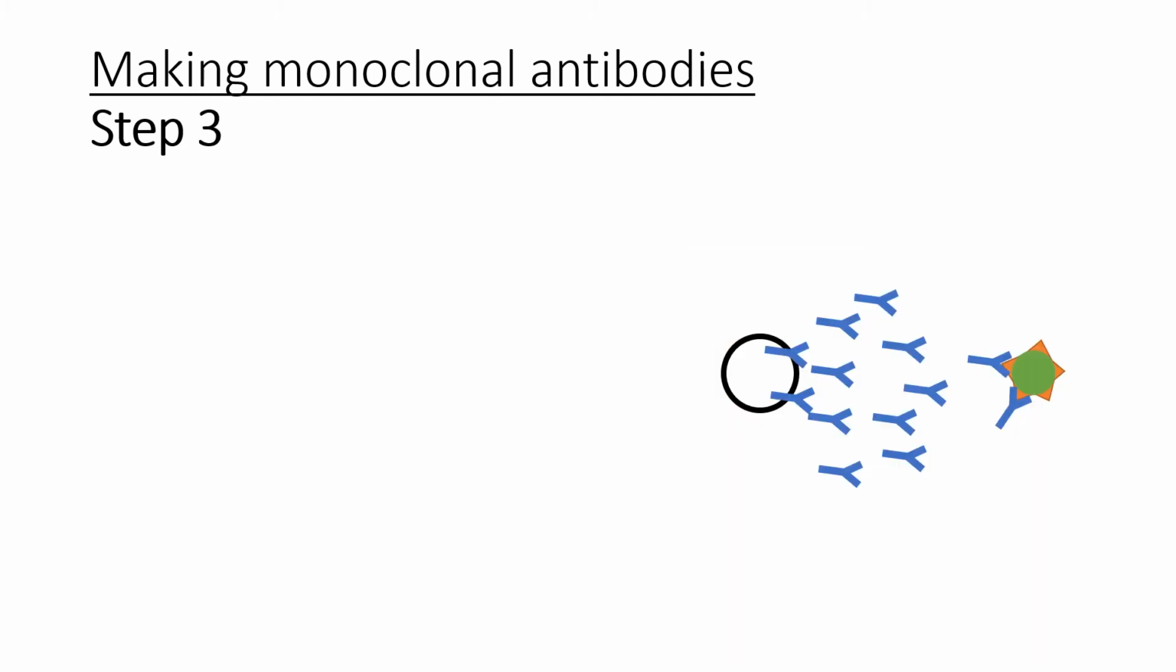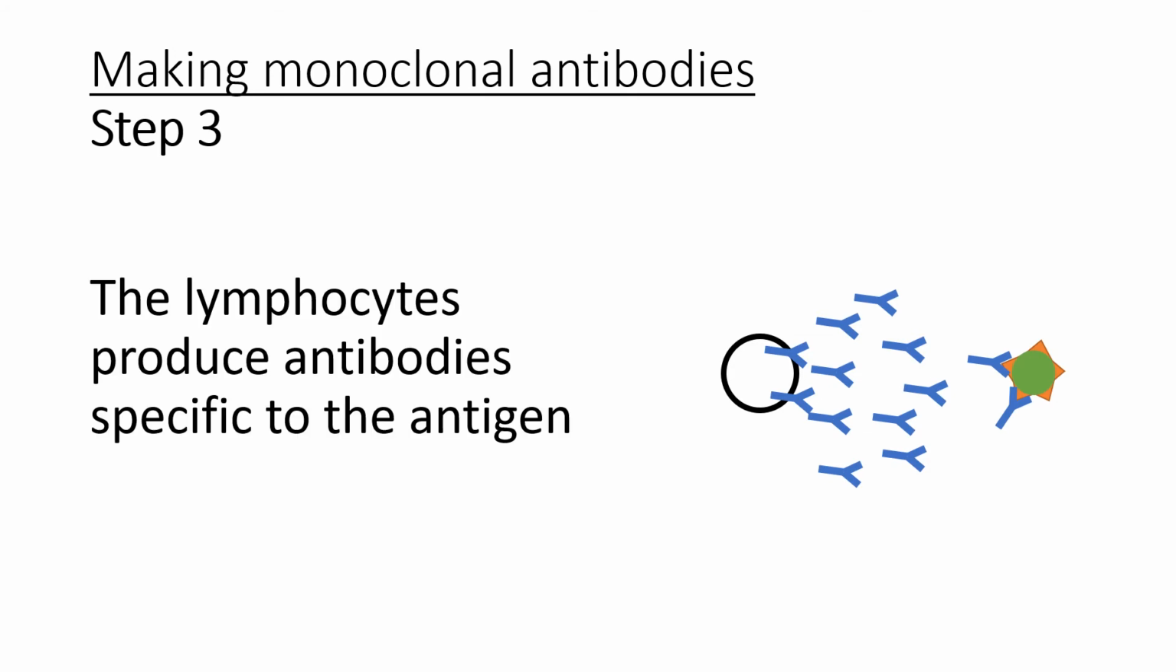Once again, pause the presentation, make your best guess, and when you're ready, restart the presentation. In step 3, we have the white blood cells, the lymphocytes, producing antibodies inside the mouse, and those antibodies are specific to the antigen in the vaccine that the mouse has been injected with.